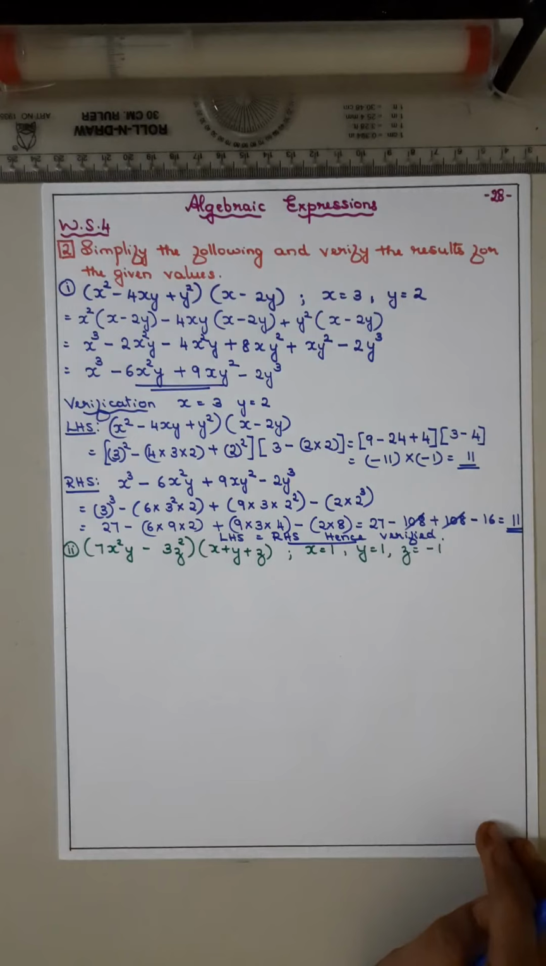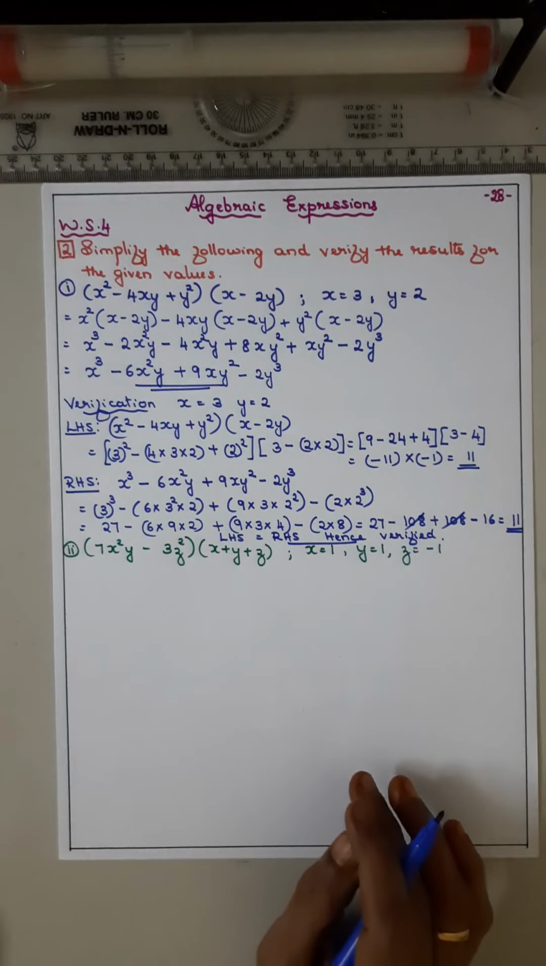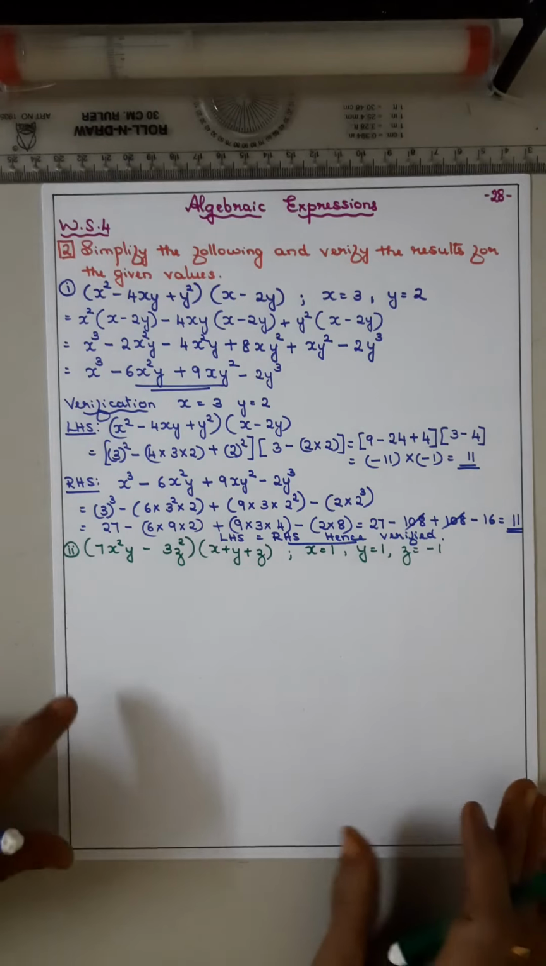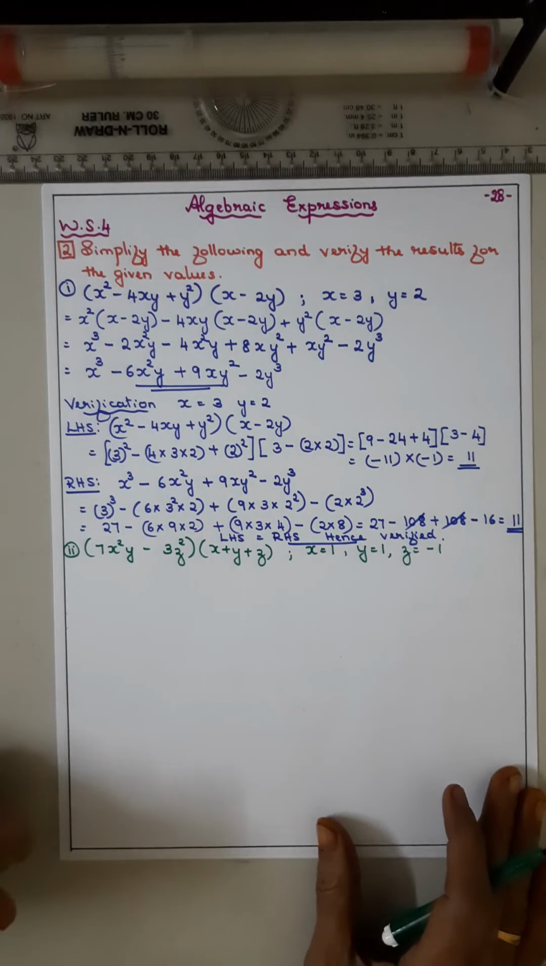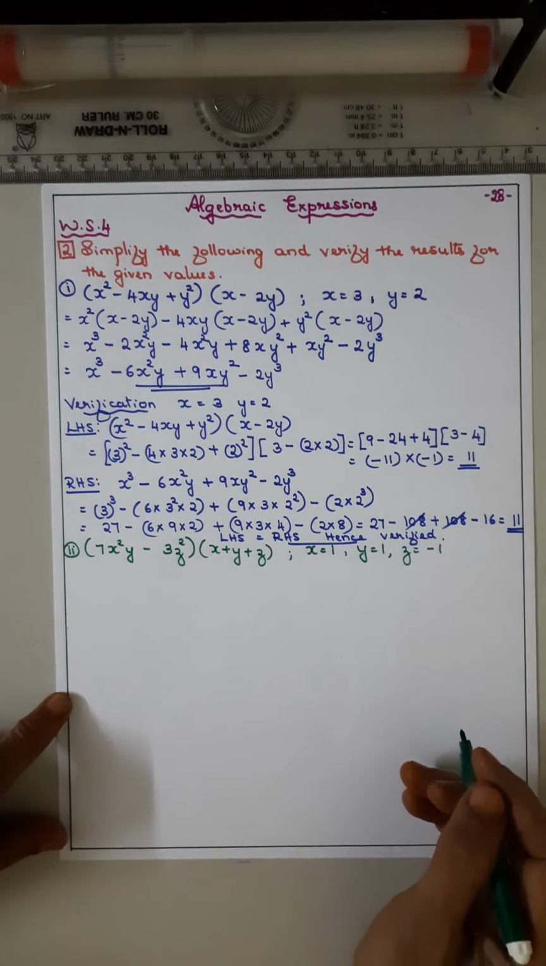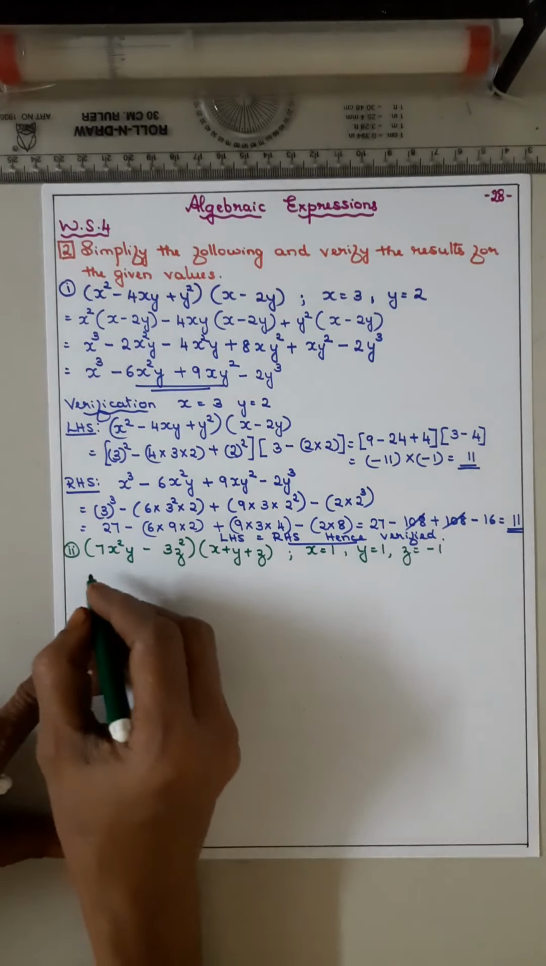Is it clear? Hope everyone understood. Shall we go to the next sum? It is the second. 7x squared y minus 3z squared into (x plus y plus z). And the values x is equal to 1, y is equal to 1, z is equal to minus 1.